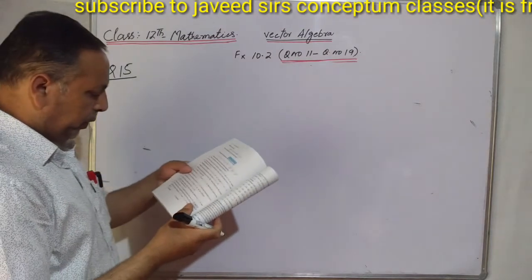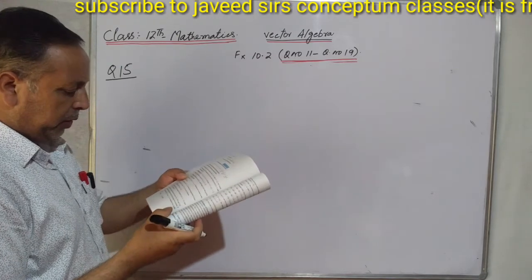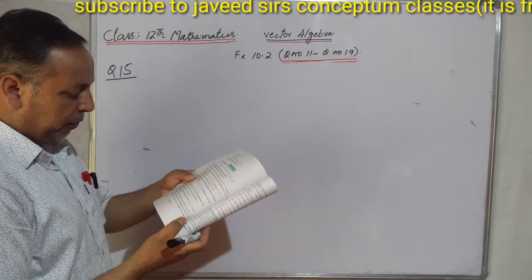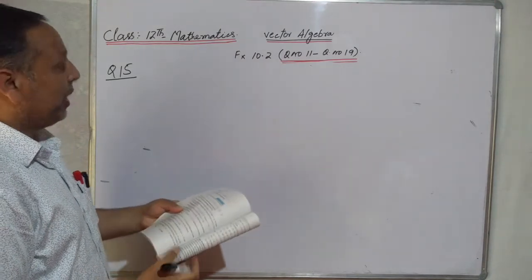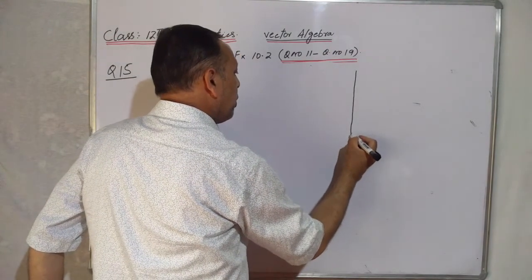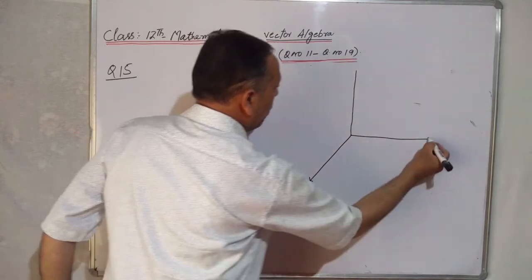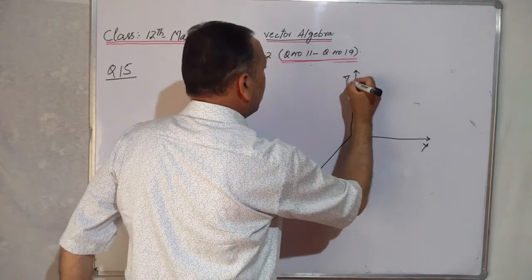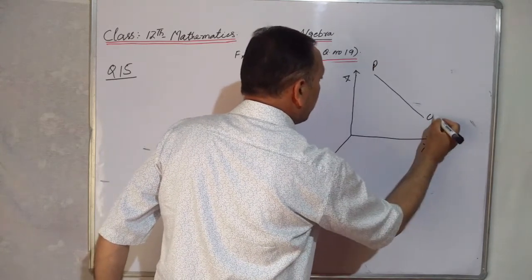The 15th question is: find the position vector of point R which divides the line joining P and Q, whose position vectors are this and this, respectively, in the ratio of 2:1 internally and externally. So here, in this question, two vectors are given. This is x, this is y, and this is z axis. Here two vectors are given, vector p and vector q.